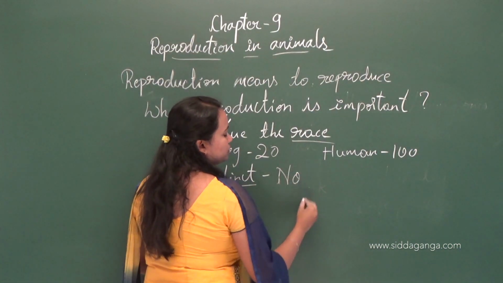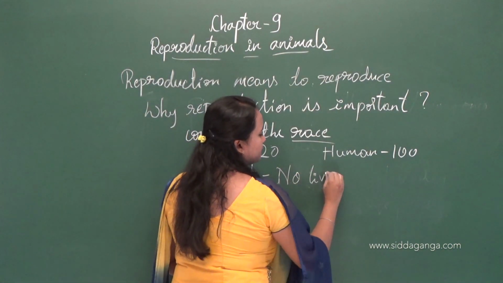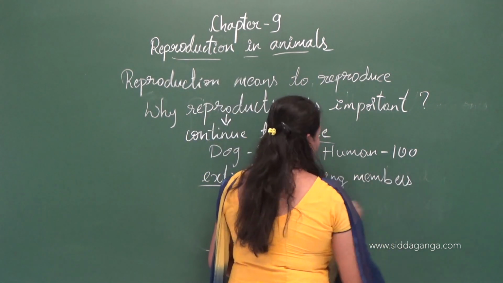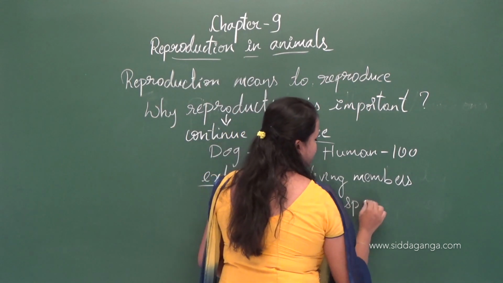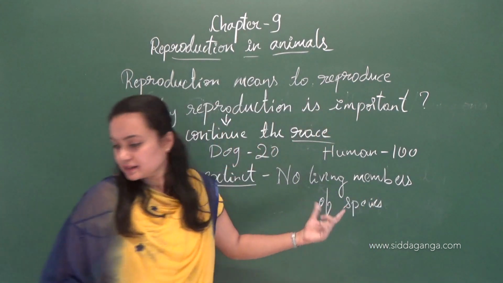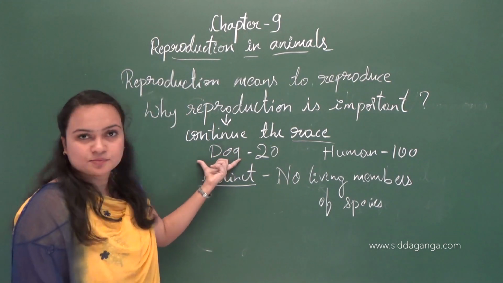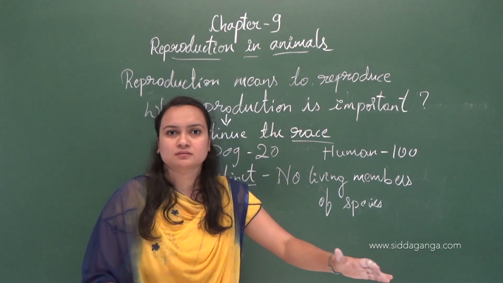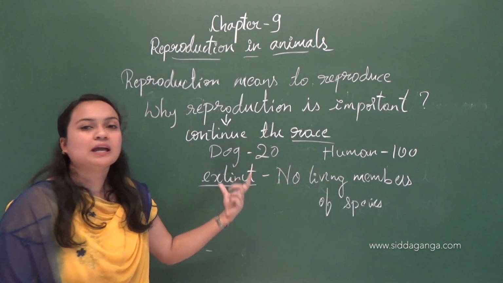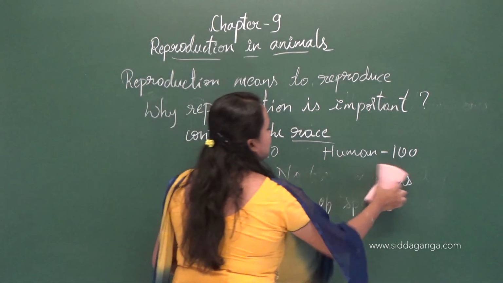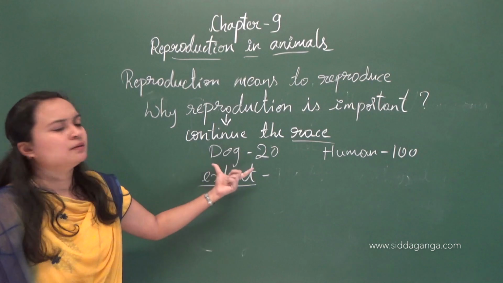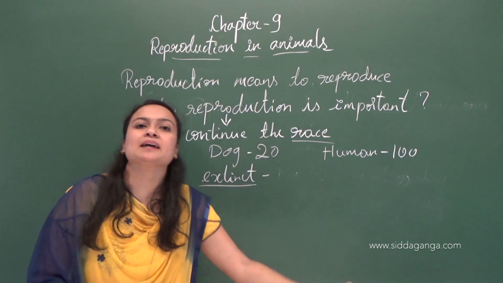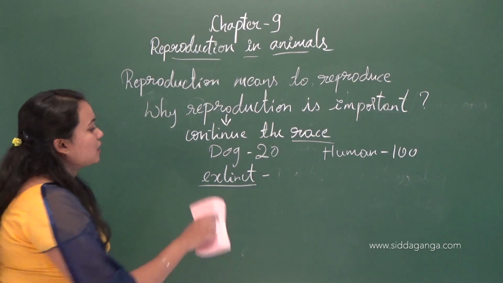There are no living members of this species. Dog is a species, right? Extinct means there won't be any members to continue the species. So this is what extinct means, and if they don't reproduce, then a species like the dog species may become extinct, okay?